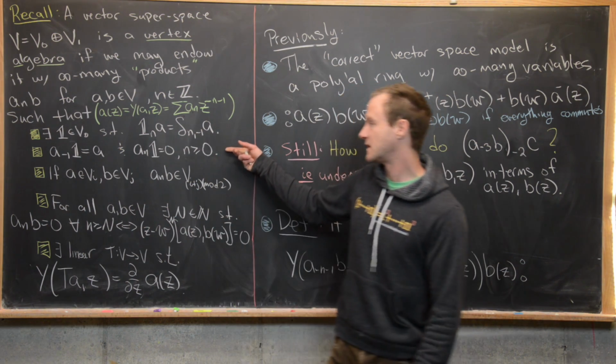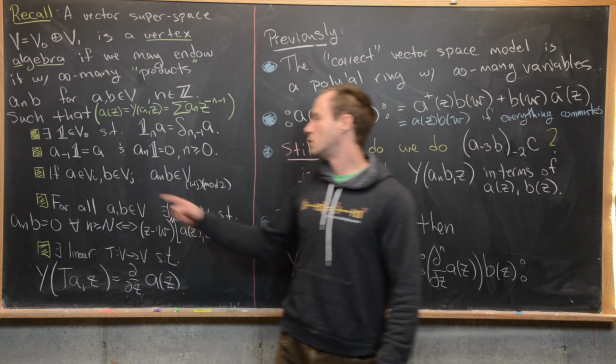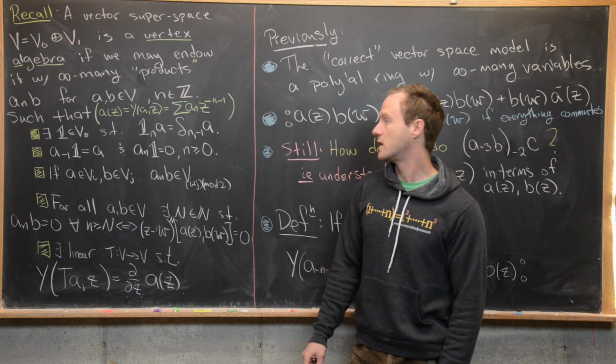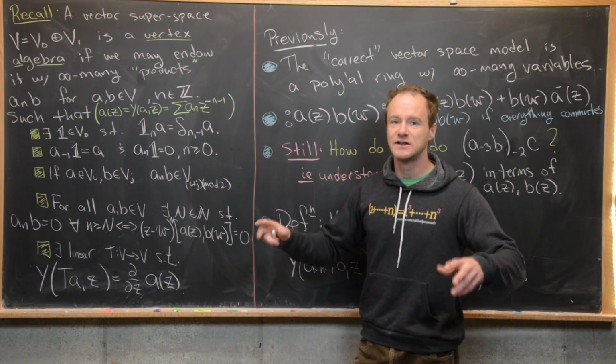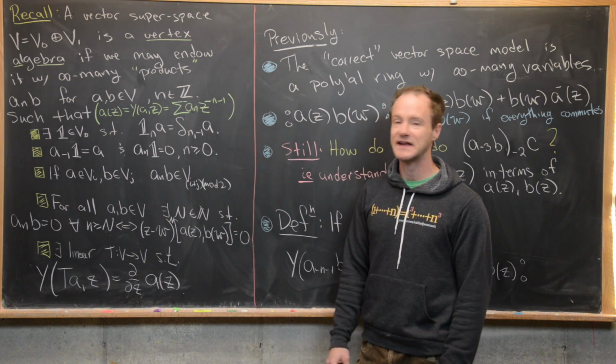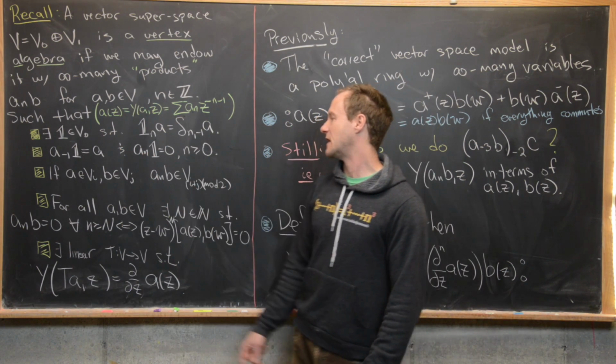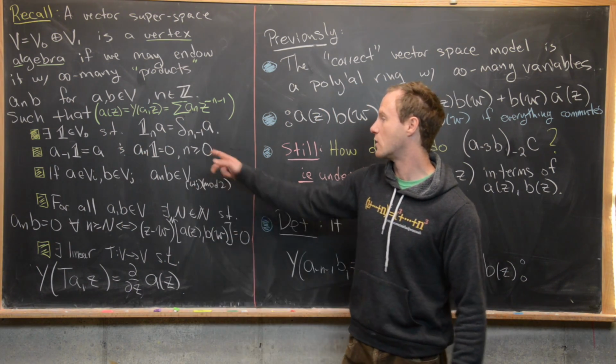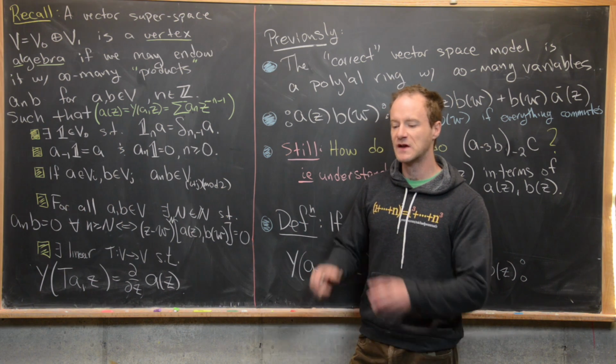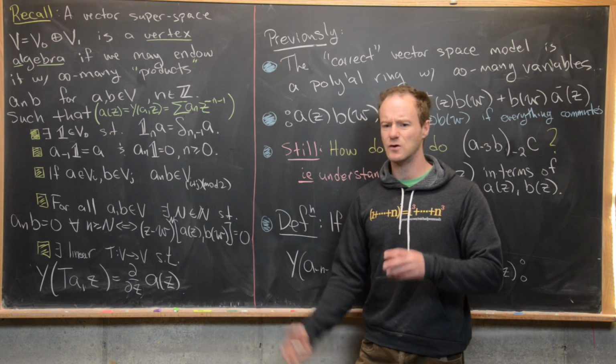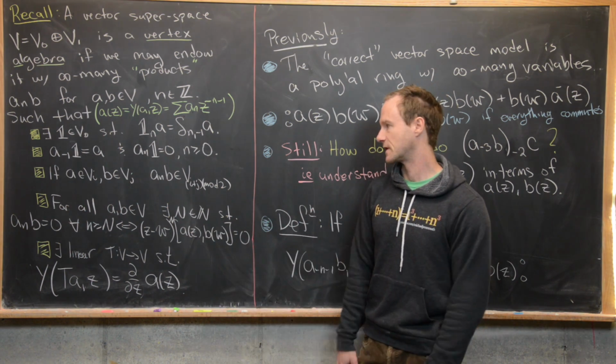Then next we have something called the creation property, which says that a sub -1 on the vacuum equals a, so that is the multiplication that creates a. And then a sub n on the vacuum is equal to 0 if n is bigger than or equal to 0. So that gets you below some sort of minimum energy or something.